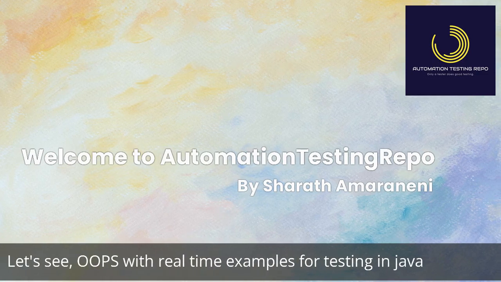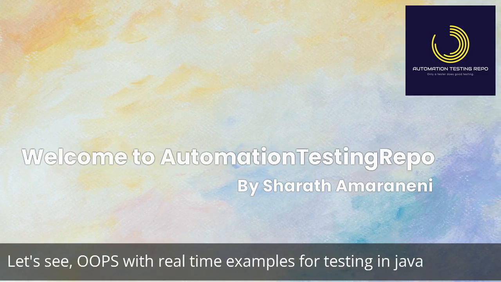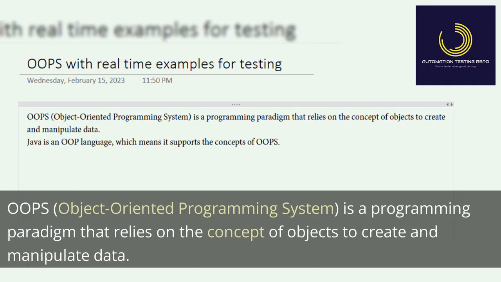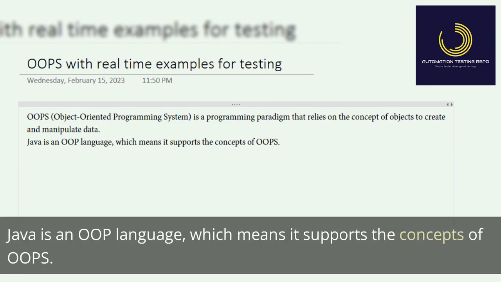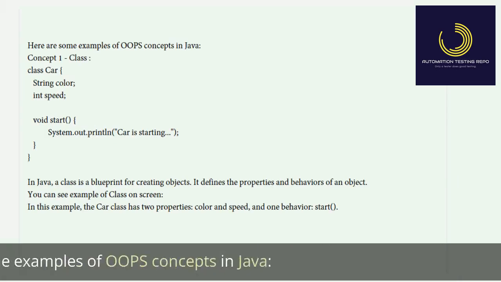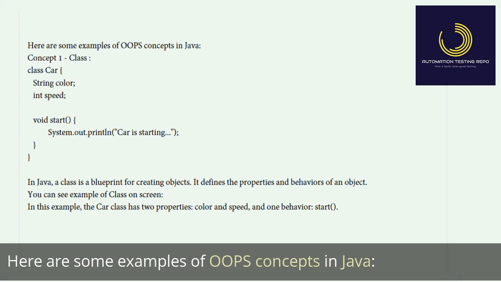Let's see OOPS with real-time examples for testing in Java. OOPS, Object-Oriented Programming System, is a programming paradigm that relies on the concept of objects to create and manipulate data. Java is an OOP language, which means it supports the concepts of OOPS. Here are some examples of OOPS concepts in Java.